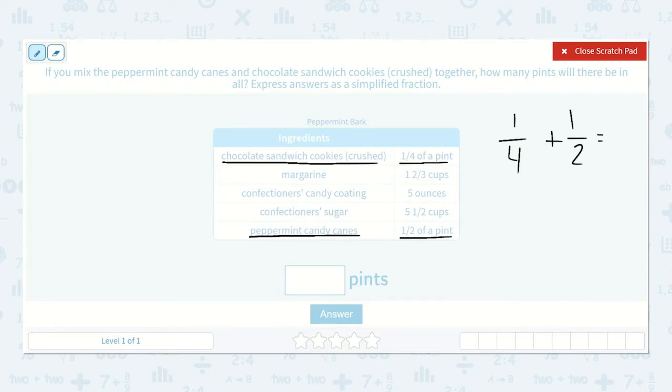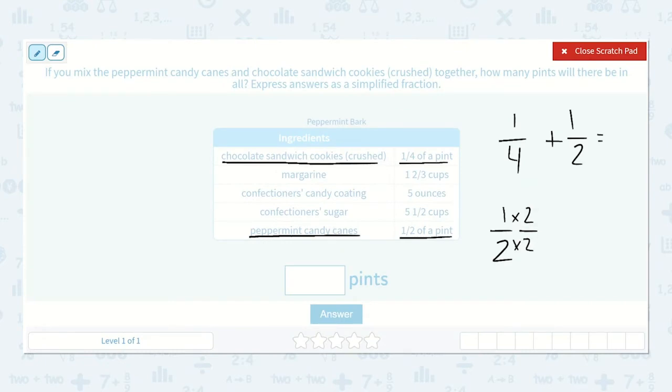So we have 1/4 and 1/2. We need the denominator to be the same for both of these numbers. I cannot divide 1/4 by anything because the 1 is already a 1, and we cannot reduce that anymore. So I will need to multiply 1/2 by 2/2. I need to multiply the top and bottom by the same number, in this case 2 and 2.